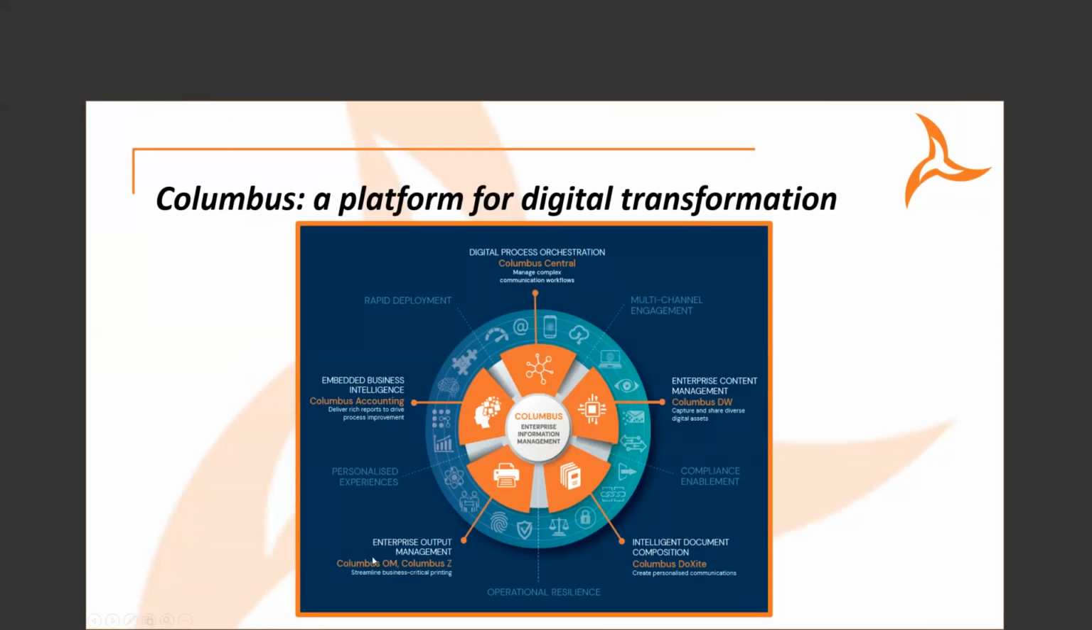Enterprise output management, Columbus OM, which is picking up the spool data from your systems. No need to integrate at deeper levels if we can get the spool data. And further, the embedded business intelligence with Columbus Accounting that enabled us to pick up the status of the invoices and share that within the business. And that leads us to be able to provide multi-channel engagement, enable compliance, and also provide operational resilience. And from the customer side of things, there's a deep personalized experience. Thank you very much for the payment. And all in all, Columbus as a platform for digital transformation enables rapid deployment.